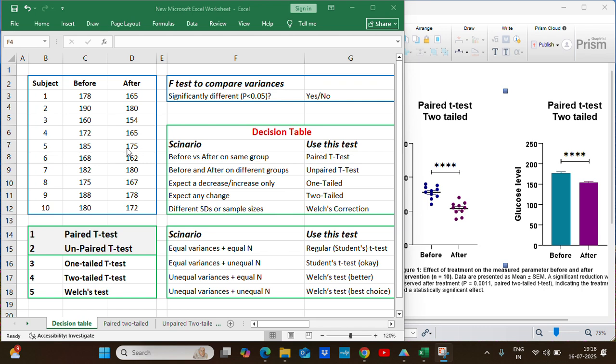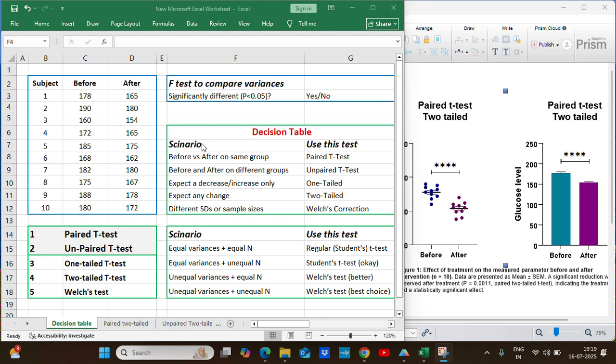First, Student's t-test assumes that in your two sets of data, suppose we have a set of data before and after measurement, your variance is equal, so there is no significant difference between the standard deviation of these two sets of data. For that, we will also see how to check that in GraphPad Prism.